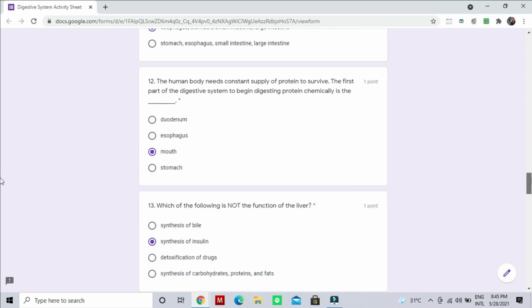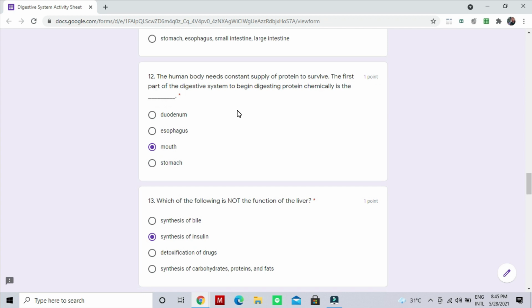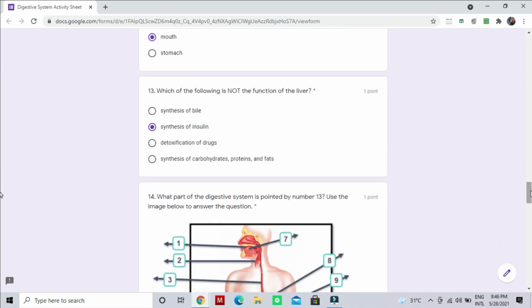Question number 12. The human body needs constant supply of protein to survive. The first part of the digestive system to begin digesting protein chemically is? The correct answer is mouth. Question number 13. Which of the following is not the function of the liver? The correct answer is synthesis of insulin.